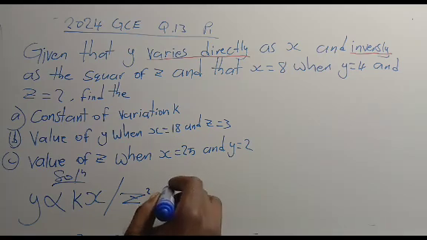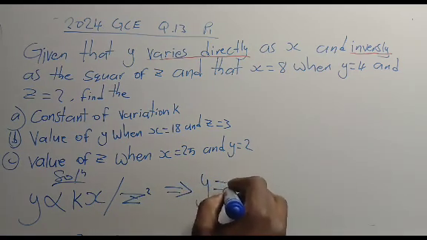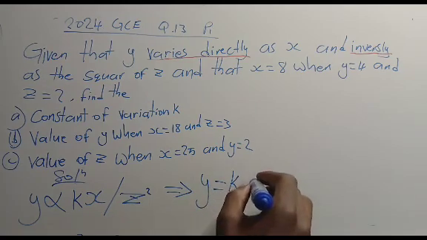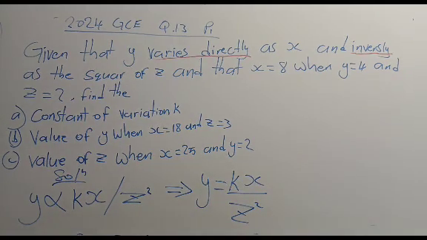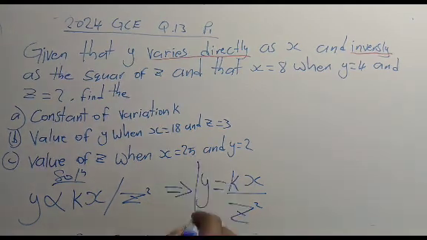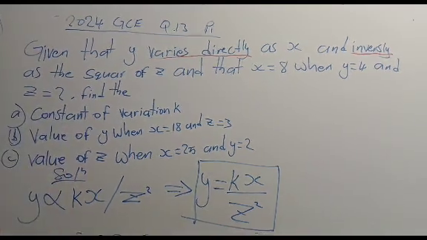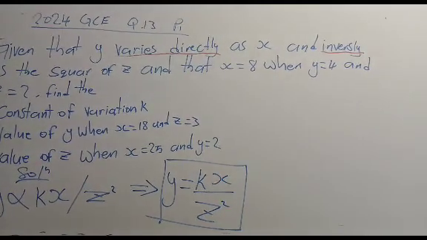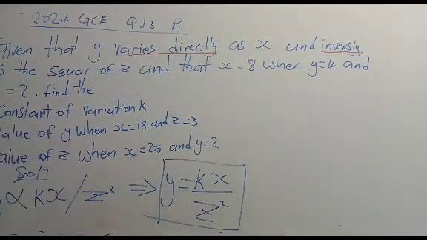So this is your formula. To write it properly, this implies that your formula will be y is equal to k, the constant, times x over z squared. I hope this is clear. So this is the formula that we are going to use in all these three questions that we have here.